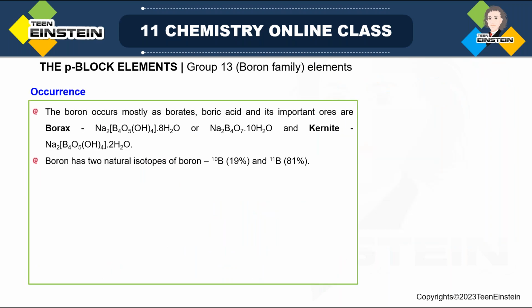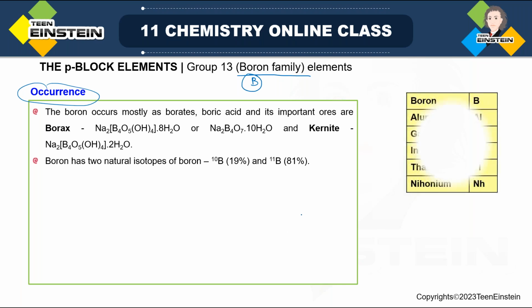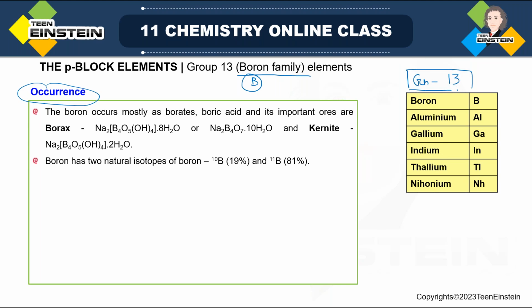So as we have finished all the general properties, we will start the first group of the p block, which is group 13. You can also call it the boron family because the first member is boron. Based on the first member, we can use this type of term, boron family. For group 14, it will be the carbon family. For group 15, it will be the nitrogen family. The first important thing to know is occurrence, natural occurrence, how it happens. But before that, here you can see all the elements of group 13 with their symbols.